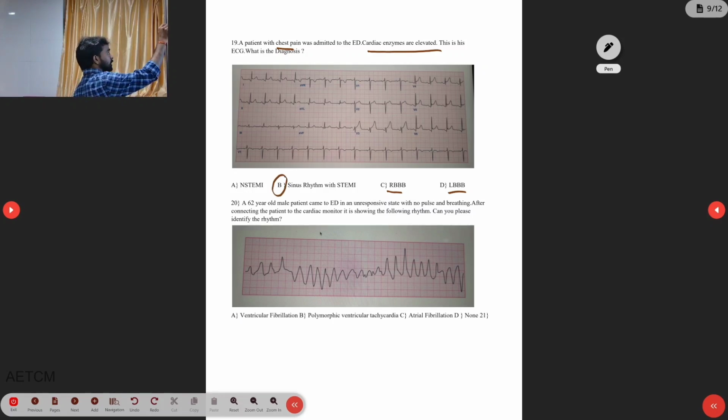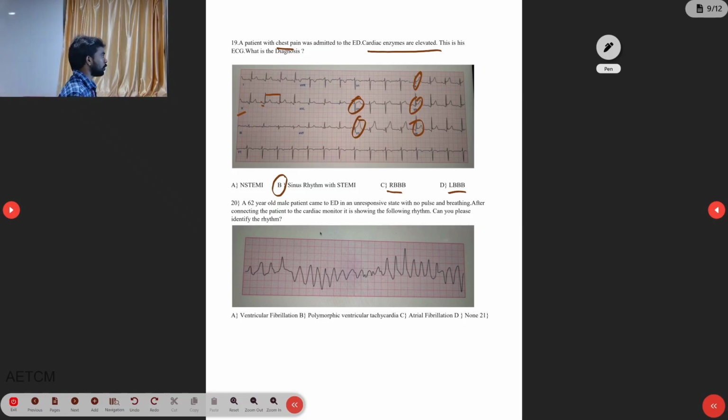So take the same lead 2 as your rhythm strip. You can see here normal P wave, normal PR interval, normal QRS complex, and RR interval is regular, so it is normal sinus rhythm. And you can see elevations here. Okay, so this is sinus rhythm with STEMI. So the 19th question, the option is B, sinus rhythm with STEMI. Then we will go to the 20th question.